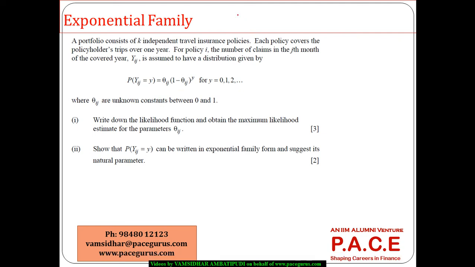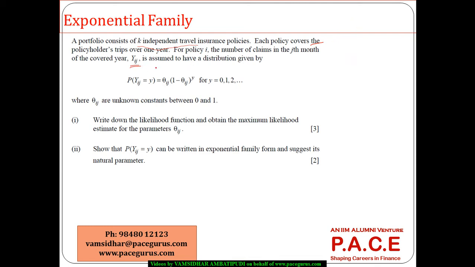Now, let's look at this numerical question which focuses on the exponential family of distributions. A portfolio consists of k independent travel insurance policies. Okay, there are k policies. Each policy covers the policyholder's trips over 1 year. For policy i, the number of claims in the jth month covered is Yij, the ith policy, number of claims in the jth month.